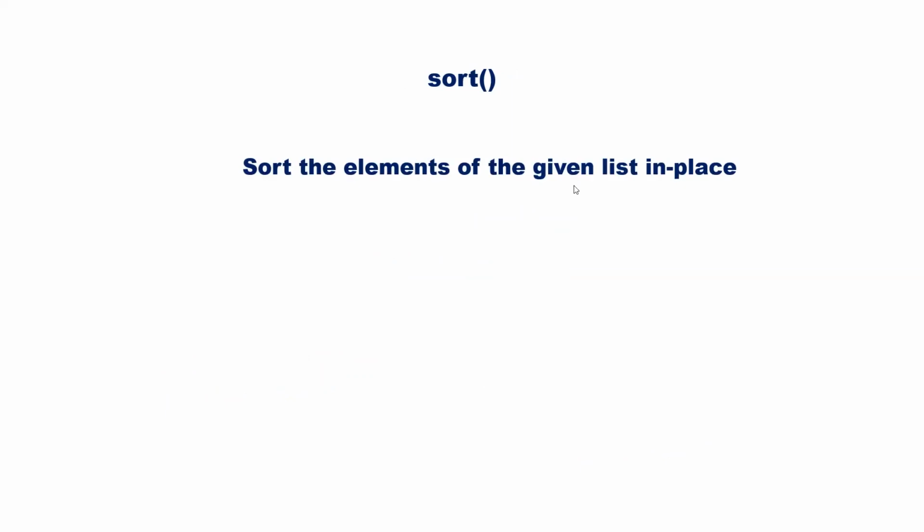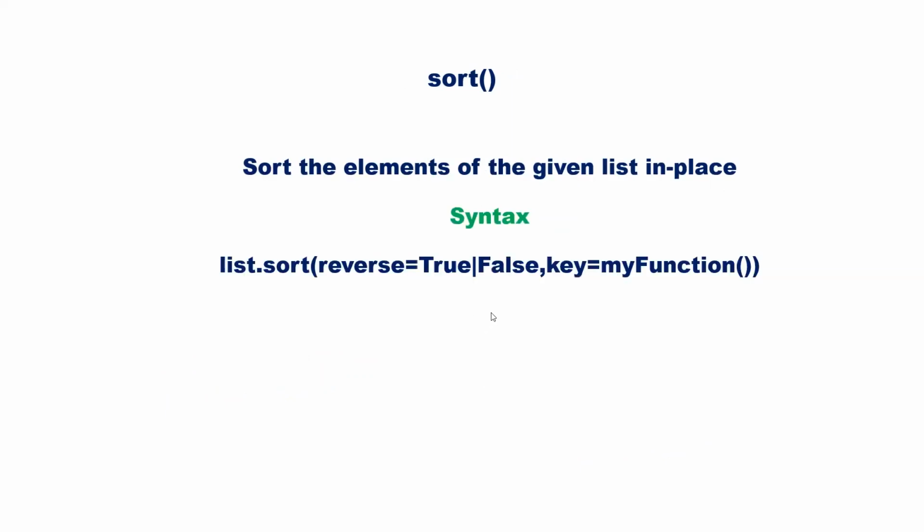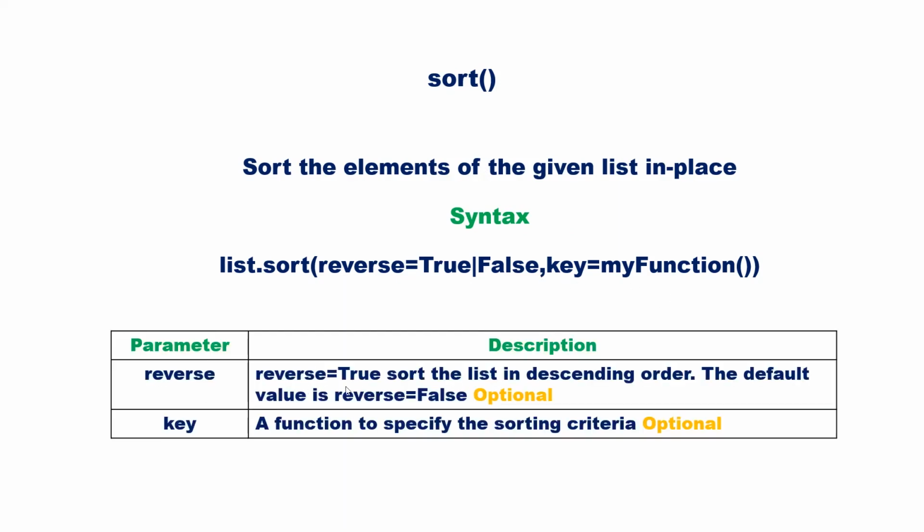Sort function sorts the elements of the given list in place. Syntax is list.sort(). There are 2 arguments, reverse and key. Reverse is equal to True or False. Key is a function. Reverse equal to True sorts the list in descending order. The default value for reverse is False. Hence, by default, the sort function will sort the elements in ascending order. Key is a function to specify the sorting criteria. Both these arguments are optional.